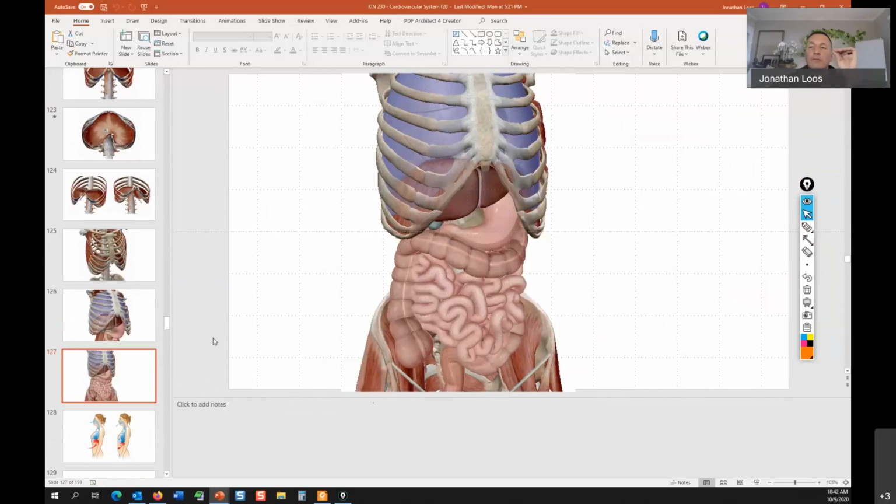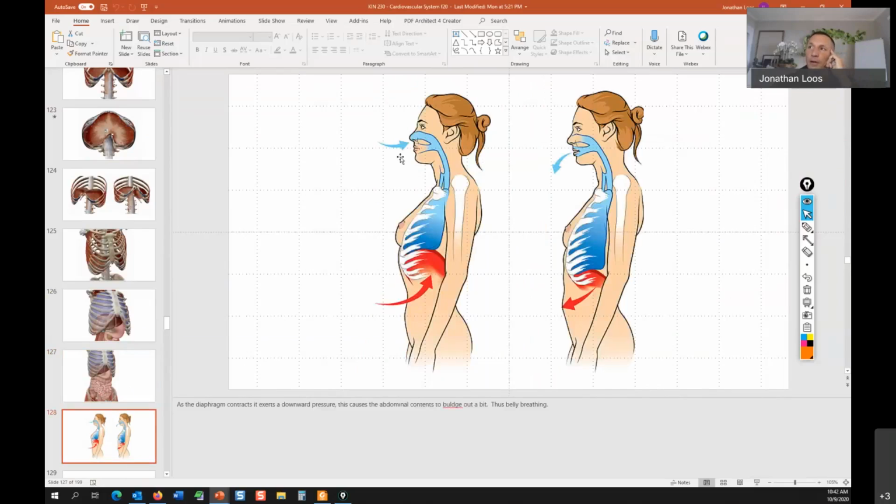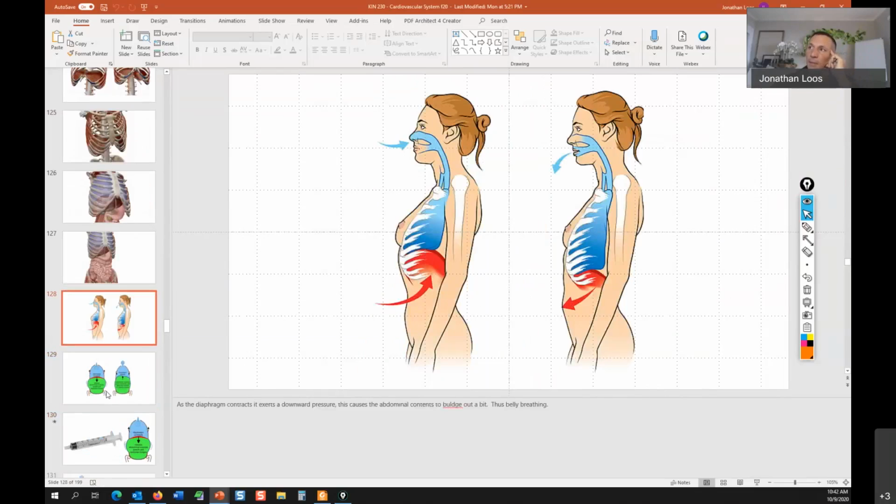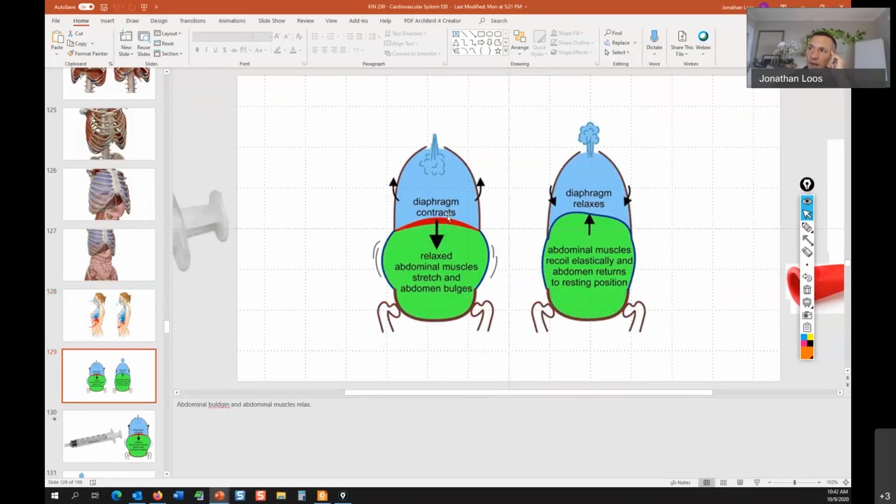And when we look at restful or normal breathing, this is belly breathing, where air is coming in, the diaphragm's coming down, and it's pushing the abdominal contents out. That's what's supposed to be happening. So that's what we're seeing here: the diaphragm contracts, it pushes down, and it pushes out on the abdominal contents. And when the diaphragm relaxes, it's changing the volume here again.